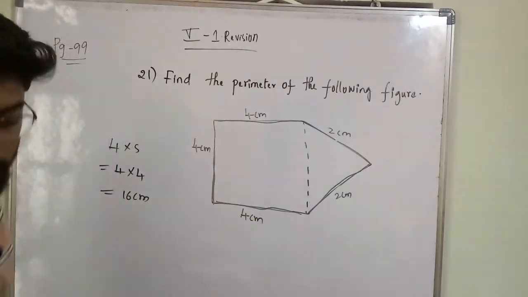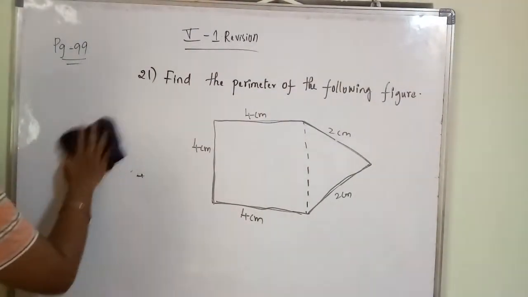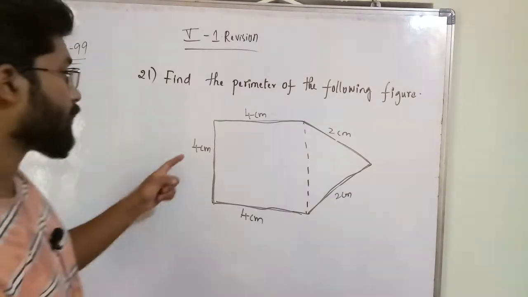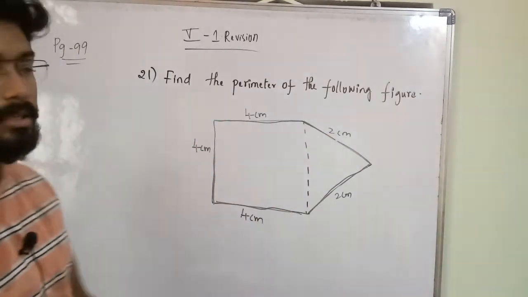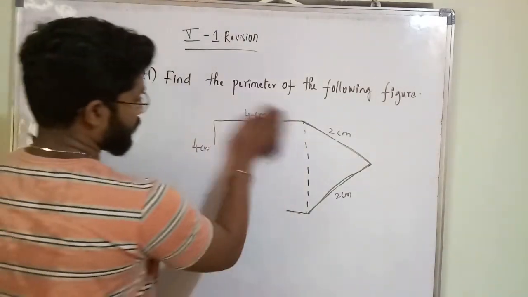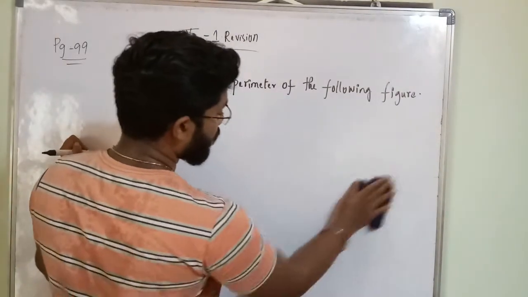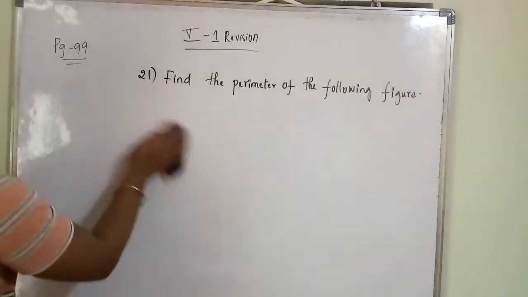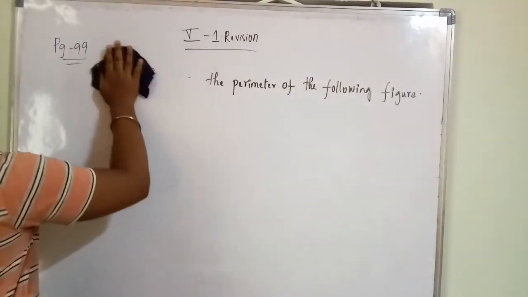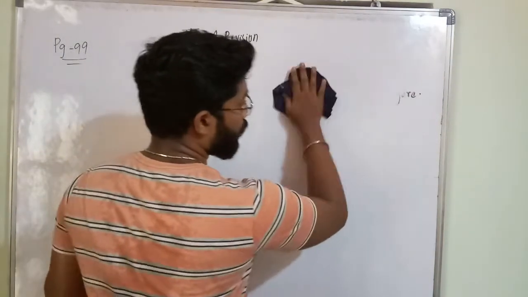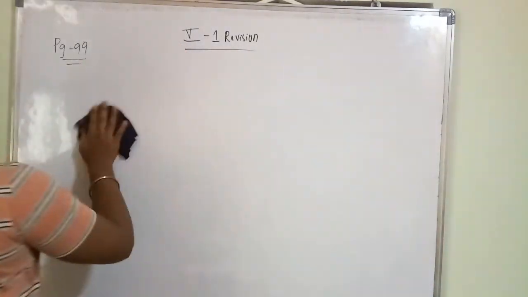So instead of doing all this, 4 into S, A plus B plus C, just add all the sides. 4 plus 4 is 8, 8 plus 2 is 10, 10 plus 2 is 12, 12 plus 4 is 16. That's all. 16 is the answer. Okay, that inside line is just for dividing into two parts, not equal parts, one square and one triangle. It is not included in the perimeter.